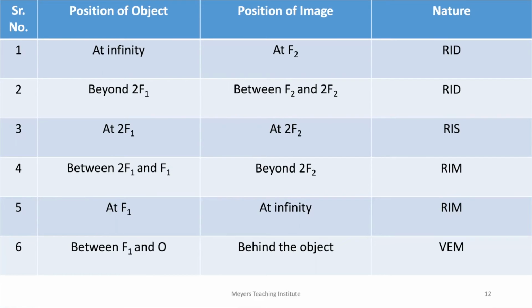And I call it my 6-coded bad word, the RIDRISRIMRIMWEM, where R stands for real, V stands for virtual, I for inverted means upside down, then we have E for erect, we have D for diminished, we have S for a same sized image, where the image and the object are the same size, while diminished will be smaller, and M for magnified would show an image bigger than the object. Therefore, we get 6 different kinds of natures depending on the 6 positions of the object.